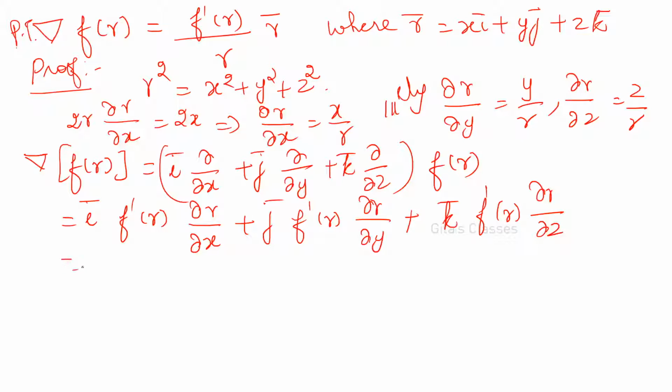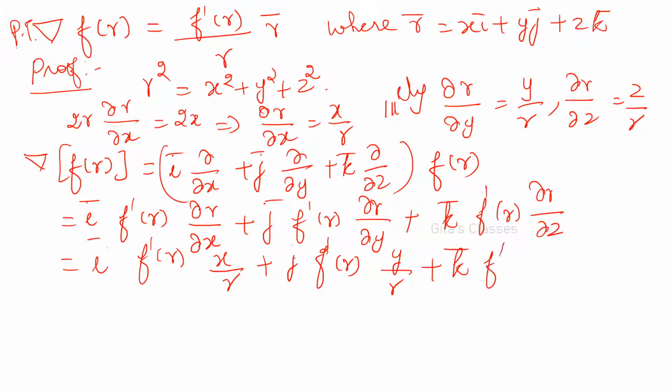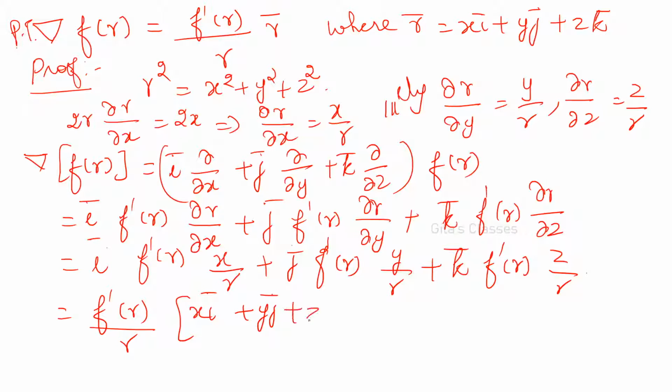So this is equal to i into f dash of r into, what is dou r by dou x? x by r, plus j into f dash of r into y by r, plus k into f dash of r into z by r. What is common in all the terms? f dash of r divided by r is common, right? So it is i into x, or xi plus yj plus zk.